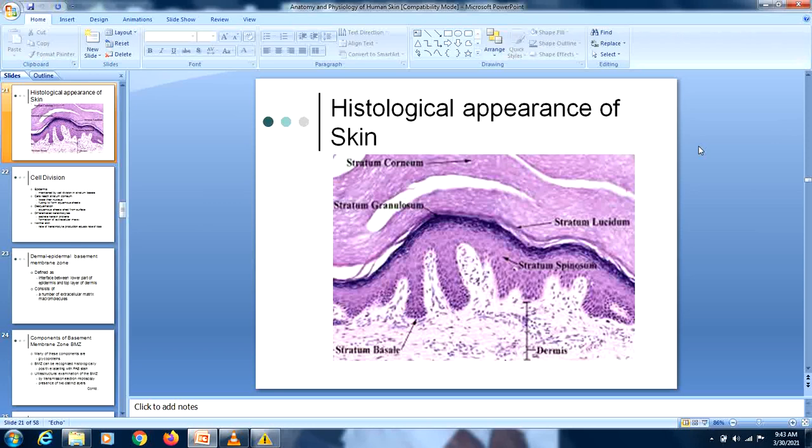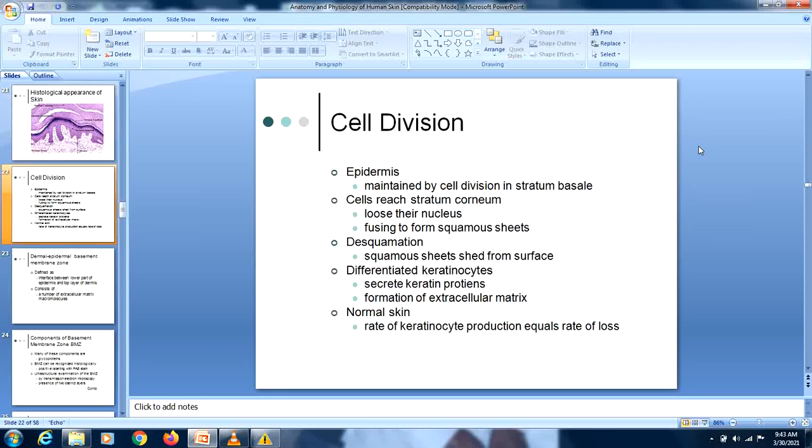This is the histological picture of skin. Stratum corneum is the topmost, then stratum granulosum. Stratum lucidum is present before stratum granulosum. It is very thin layered. Then after granulosum is stratum spinosum, and then there is stratum basale, and beneath that is the dermis, which normally contains only some inflammatory cells, like lymphocytes.